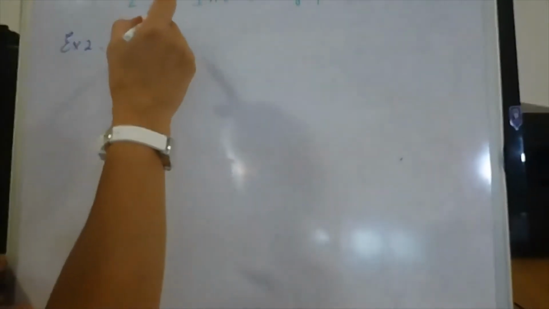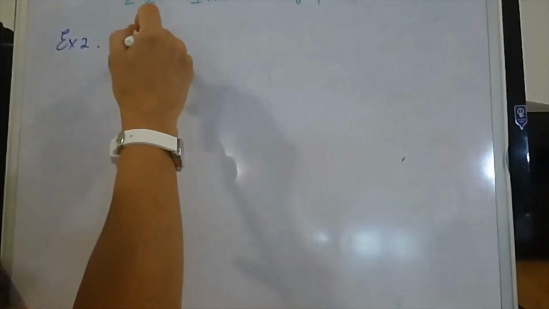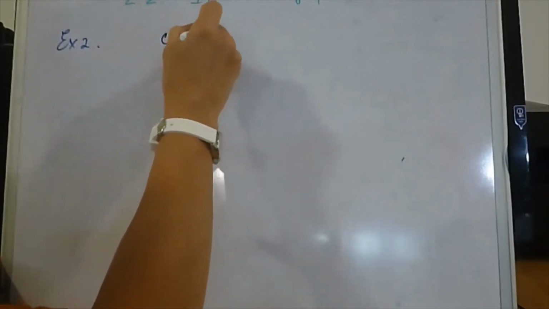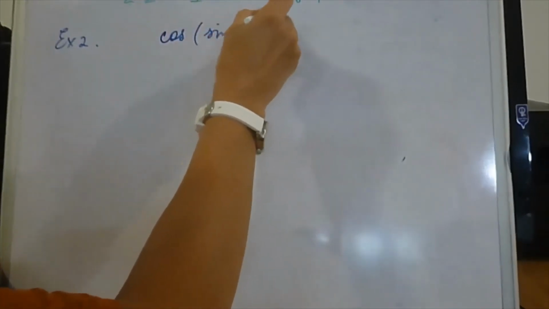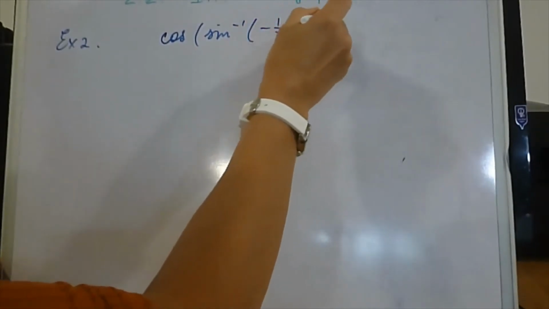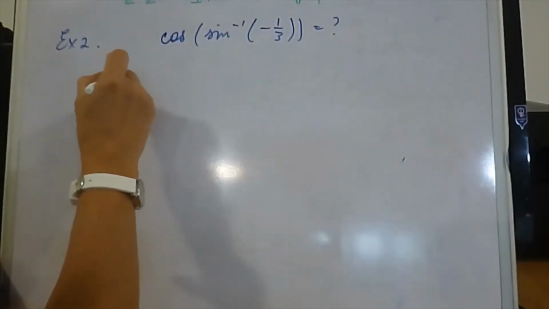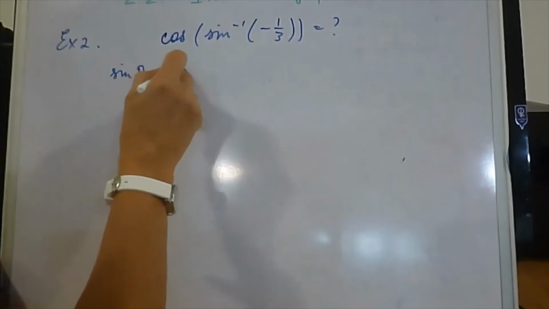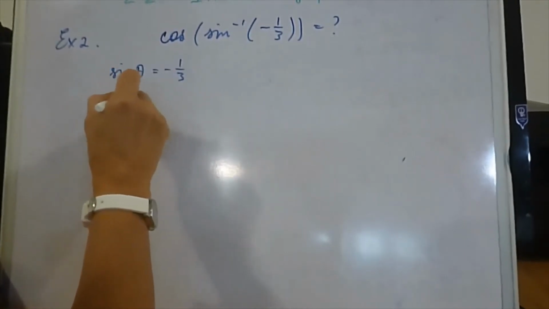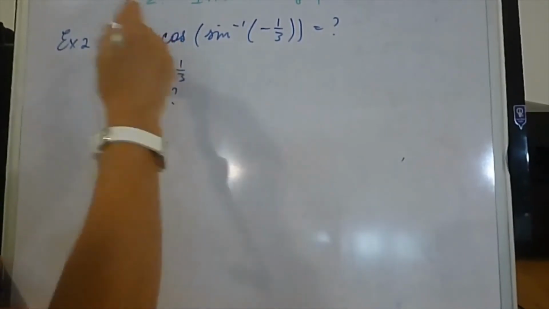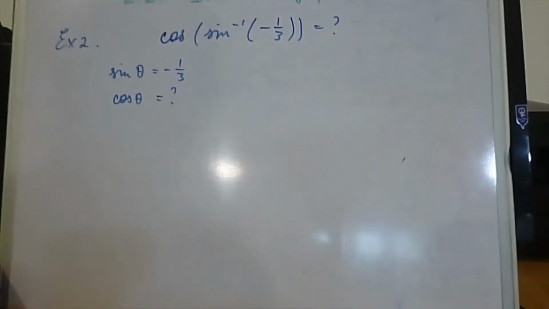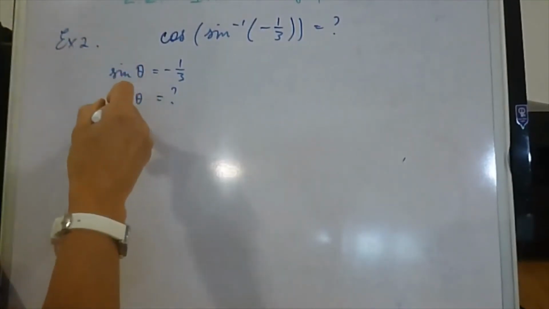So, now I'm going to consider my second example, example number 2, and that's going to be cosine of sine inverse of negative 1/3. Cosine of sine inverse of negative 1/3. As usual, I'm going to write down that sine of theta equals negative 1 over 3, and cosine of theta is going to be a question. That's roughly how the problem sounds. Well, here everything is simple.